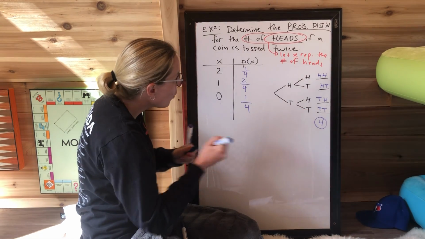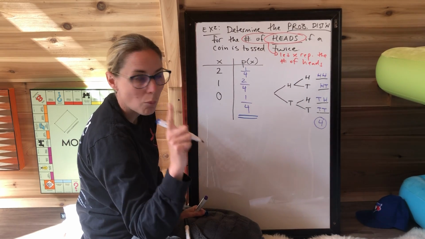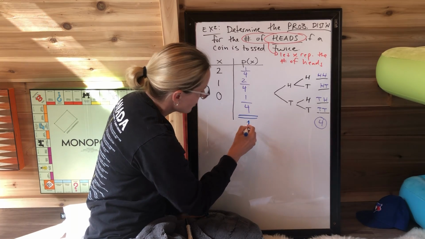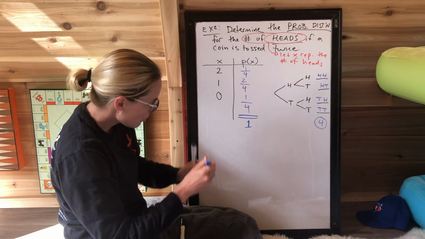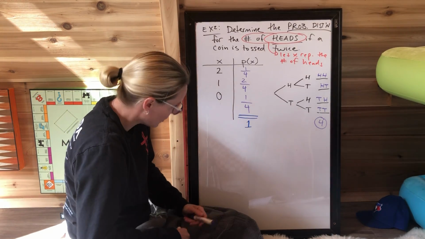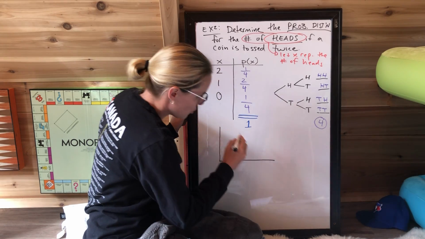Reminder, what does this always have to add up to be a proper probability distribution? 1. So a quarter plus 2 quarters plus 1 quarter is 4 quarters, which is 1. Okay, so this is the frequency table. That's the beginning of how you set up the probability distribution. Once you have this, it's just a matter of graphing the two things against each other.